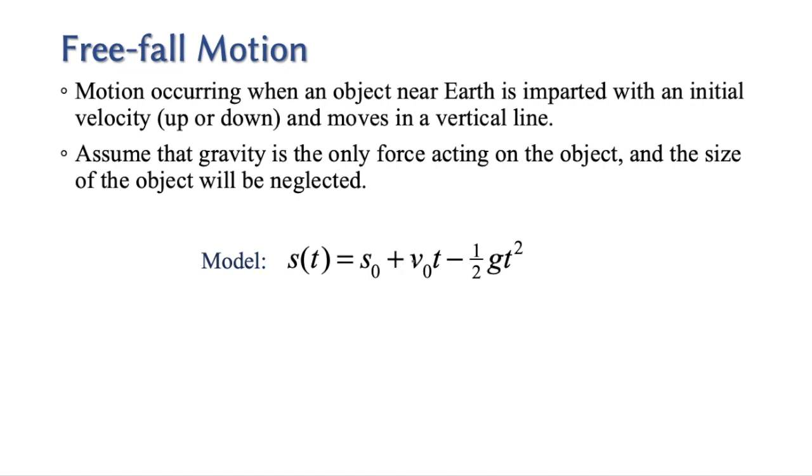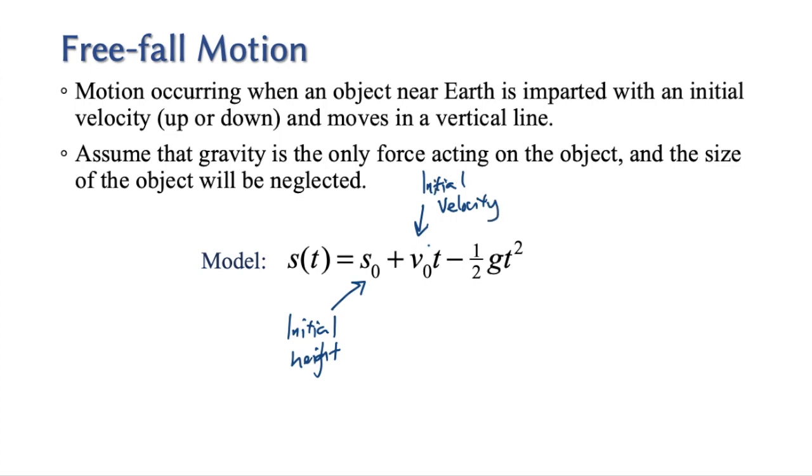Anytime we do one of these situations, we want to create our position function. So obviously we have s of t. The s sub 0 right here is going to be our initial height. So wherever the object begins before it's either thrown upward or dropped, that's where it starts. V sub 0, again with the sub 0, is an initial value. This is going to be the initial velocity.